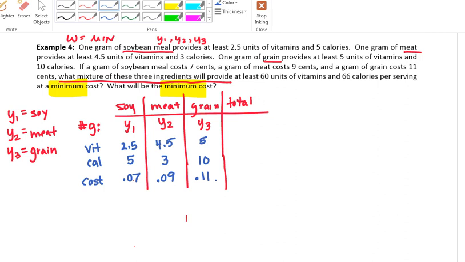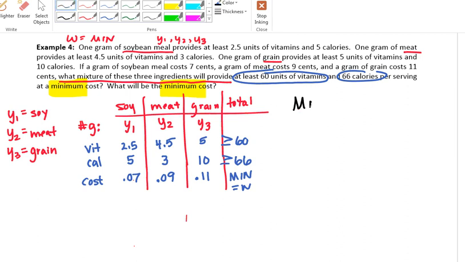What mixture of these three ingredients will provide, here it is, at least 60 units of vitamins, that's a total, 60, and at least 66 calories per serving, that's a total. If I want at least, that means I want that number, or I would be very content with more. So we're talking about greater than or equal to for our symbols. I also want this to be the minimum cost. So my cost line is going to be minimum. Remember, I want my minimums to be set equal to W. And I'm ready to set up my problem.